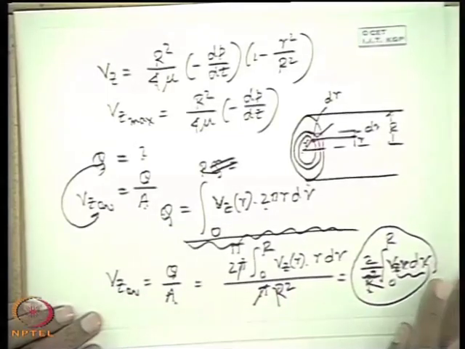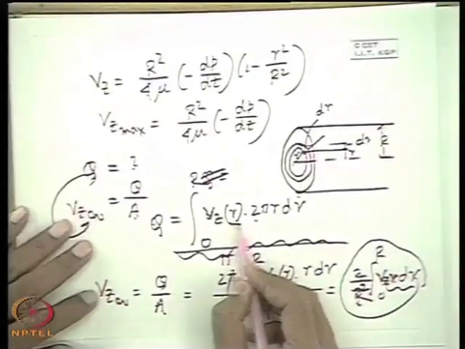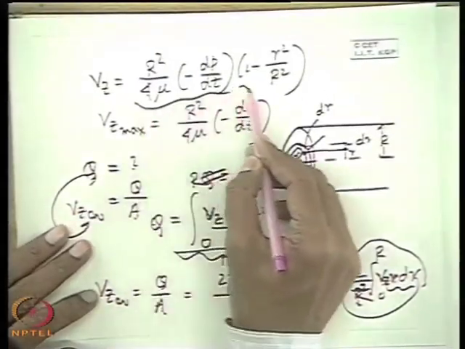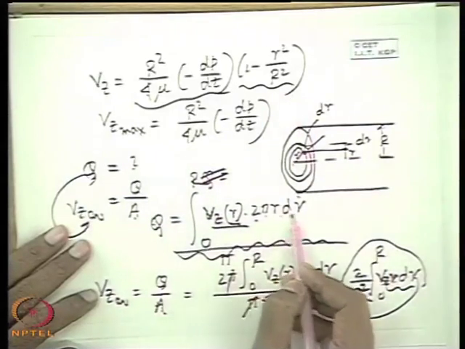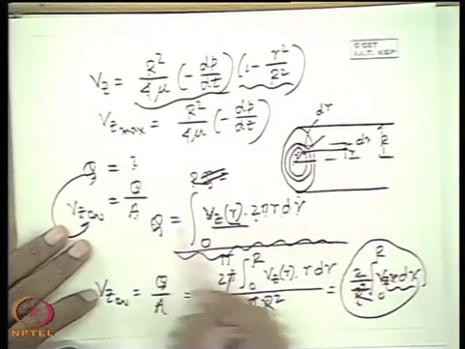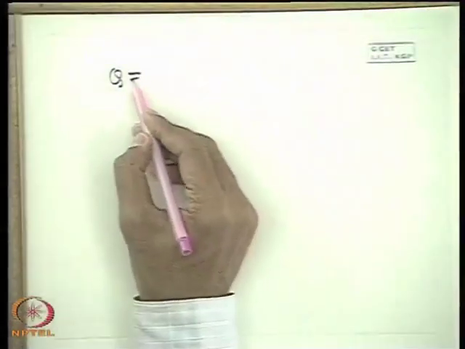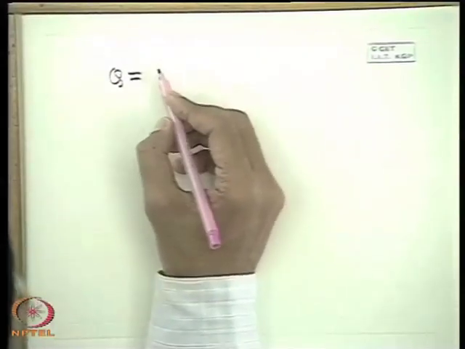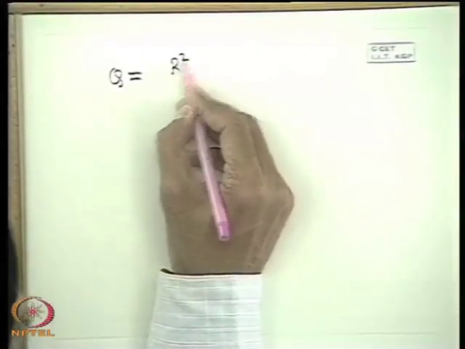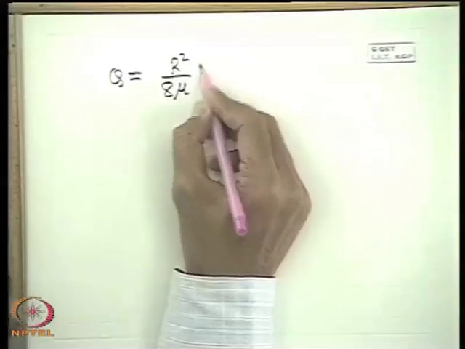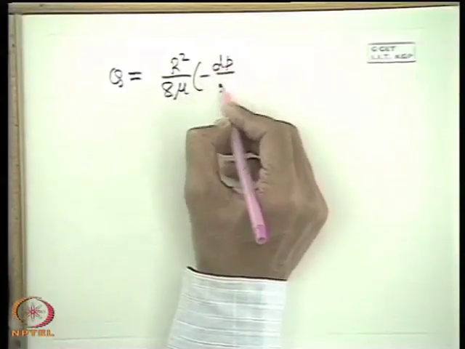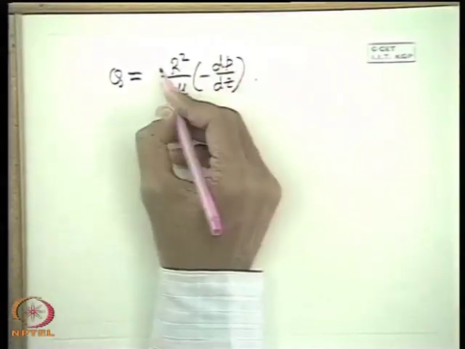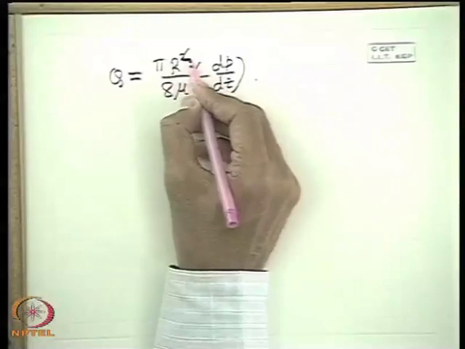Very good. All right. Now we find out the value of Q. If we substitute this Vz, that is a function of r, with 2 pi r dr, 2 pi you take out, and do the integration, you will find that Q becomes equal to R square by 8 mu into minus dP dz into pi R square, rather I write pi R4.